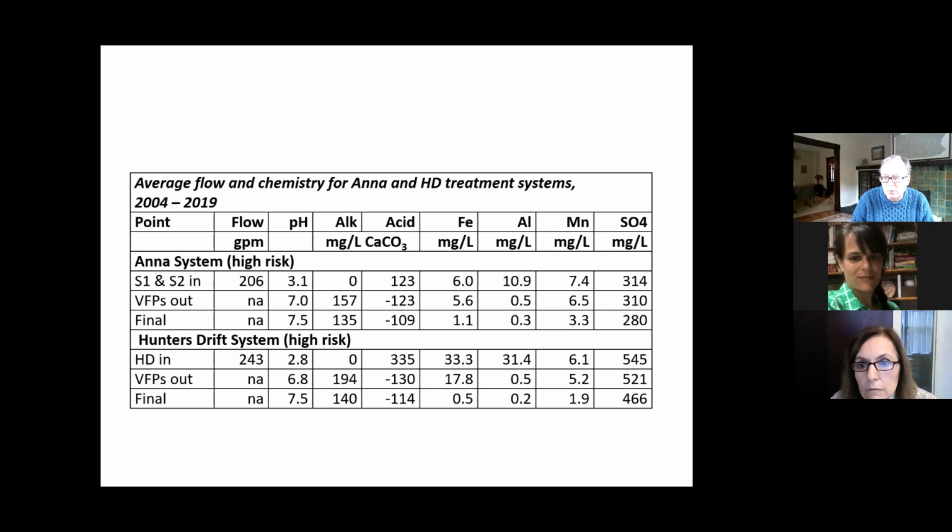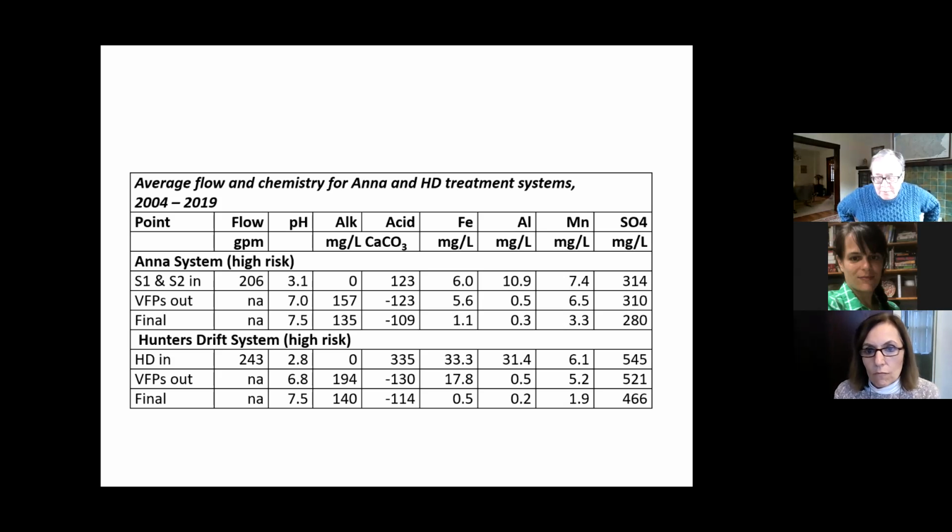And the manganese, which actually is not removed by the vertical flow ponds, which from a geochemical perspective makes sense. The manganese removal that does occur happens in those wetlands, and it mainly happens in warm weather conditions when there's a lot of growth going on in the wetlands. But we do get some manganese removal.